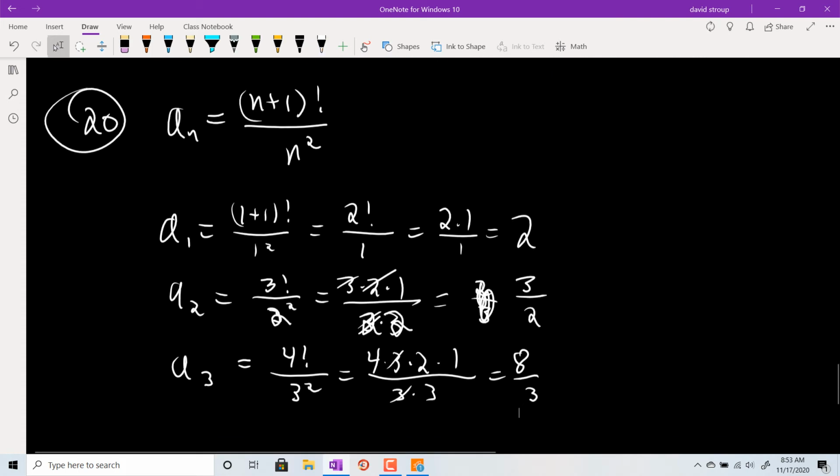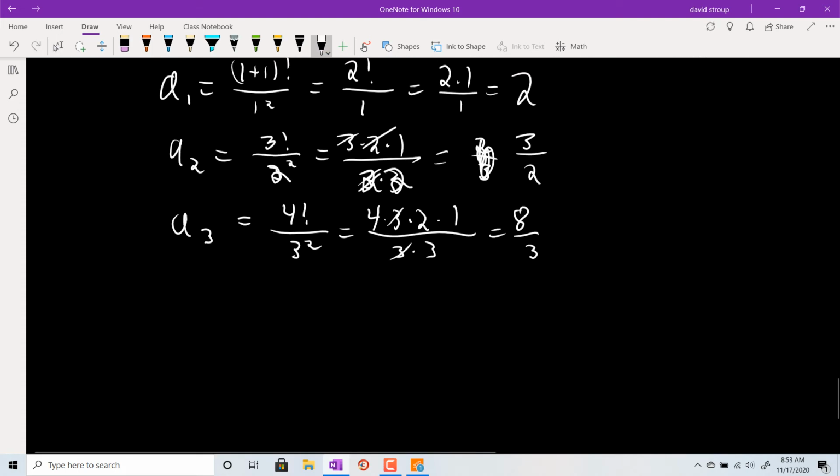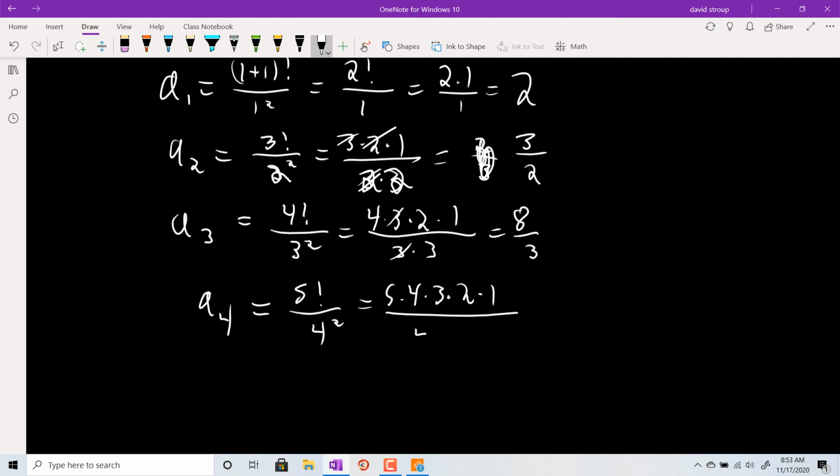Let's do one more. A sub 4 is going to be apparently 5 factorial all over 4 squared. So that's 5 times 4 times 3 times 2 times 1 all over 4 times 4. The 4's will cancel. 2 over 4 is the same as 1 over 2. So you end up with 15 all over 2. And etc. Okay, so gentle introduction to factorials.